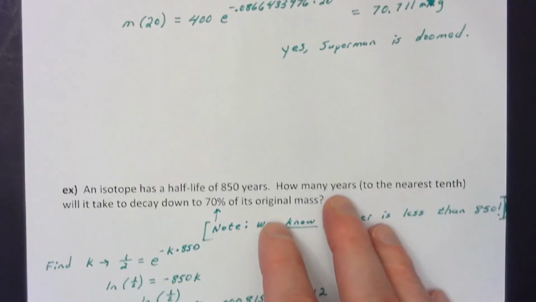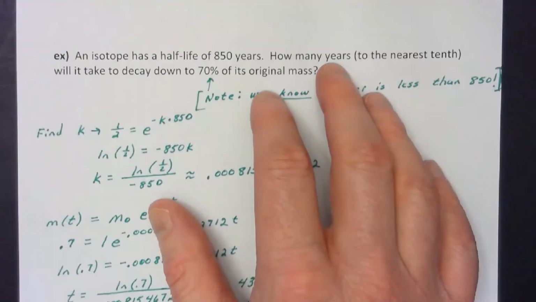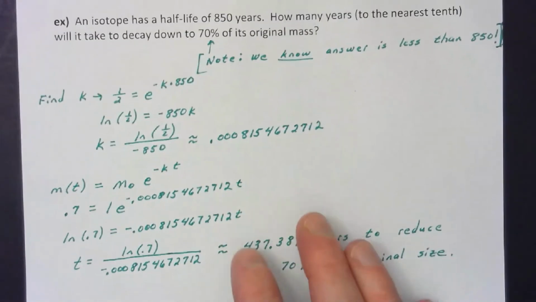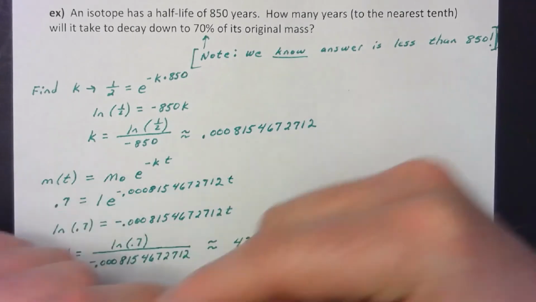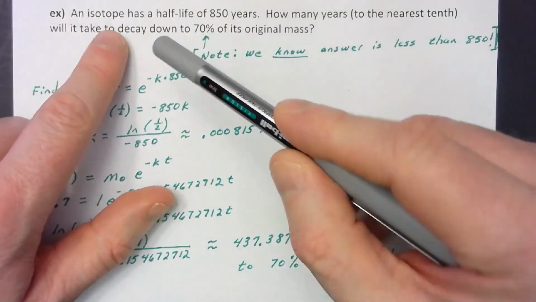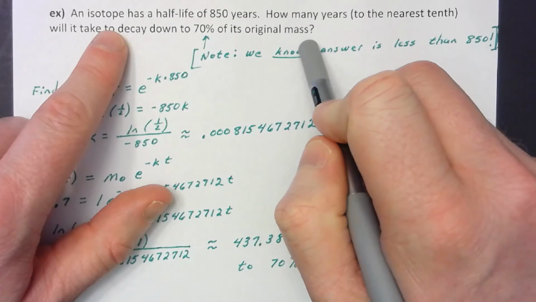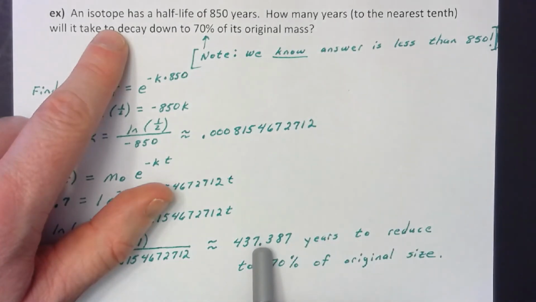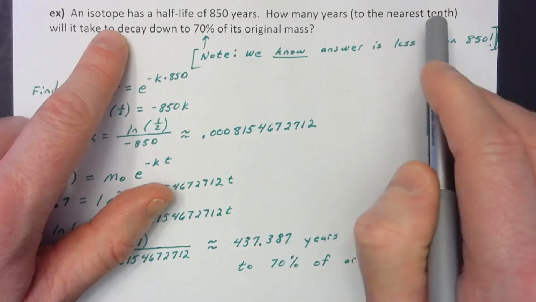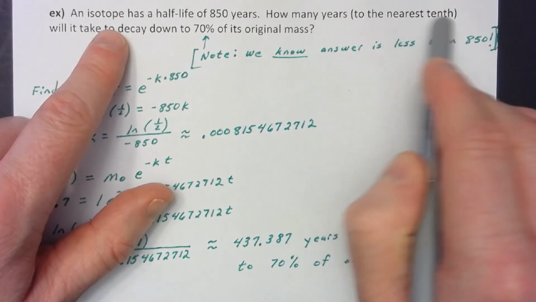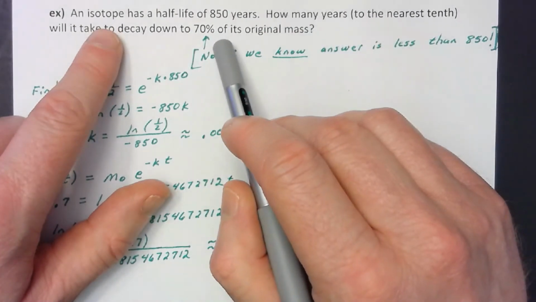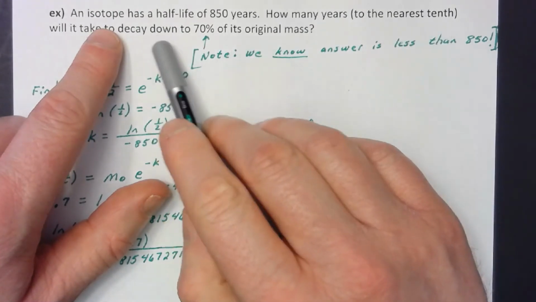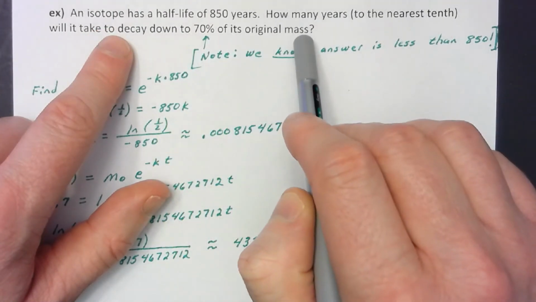Let's look at another one here. An isotope has a half-life of 850 years. How many years to the nearest tenth will it take to decay down to 70% of its original mass? Now, I can actually see I went to the nearest thousandth instead of tenth. Typically, I like to go 3 decimal places, so I'll just ignore that in my formula. How many years to the nearest thousandth will it take to decay down to 70% of its original mass?